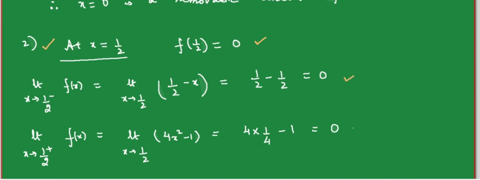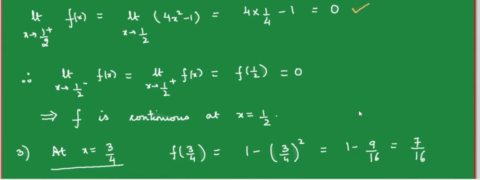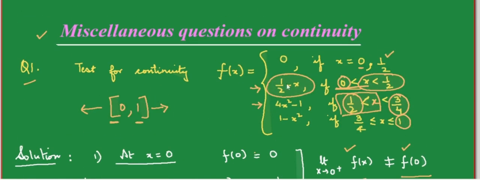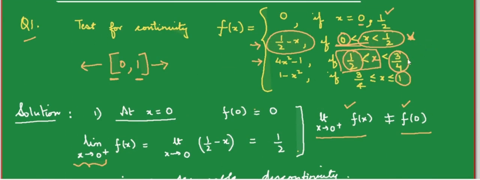So luckily all three answers are the same, therefore the limit exists and is equal to the value of the function, so you have continuity at x equal to half. Though there was a break in the definition at half, half happens to be a point of continuity, not a point of discontinuity. Now moving on to the next breakpoint, which is 3/4 here.